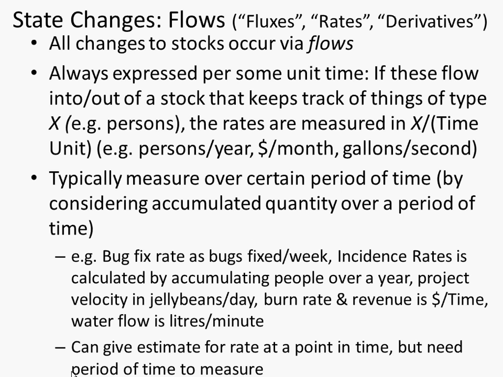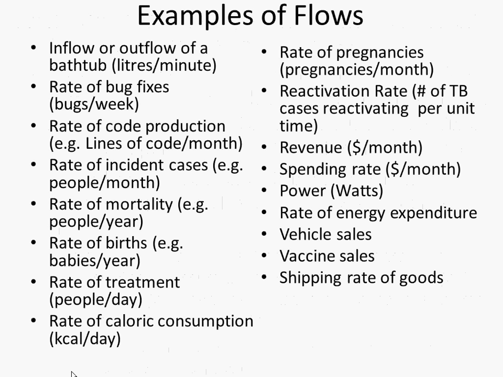These are all flows, dollars per unit time. They're not stocks. If we froze time, we wouldn't be able to measure them, but they're change over time, and they're going to affect stocks eventually. So flows: inflow or outflow from a bathtub, right? Liters per minute, rate of bug fixes, bugs per week, rate of code production, lines of code per month, rate of incident cases, people per month, rate of mortality, people per year, rate of births, babies per year, right? Rate of treatment, people per day. These are all flows.